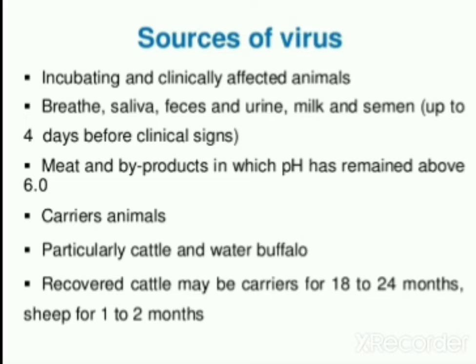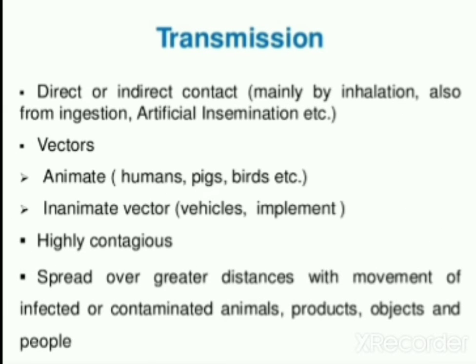Meat and byproducts in which pH has remained above 6.0. Carrier animals, particularly cattle and water buffalo: recovered cattle may be carriers for 18 to 24 months, sheep for 1 to 2 months. Transmission: direct or indirect contact, mainly by inhalation, also from ingestion, artificial insemination, etc. Vectors: animate, humans, pigs, birds, etc.